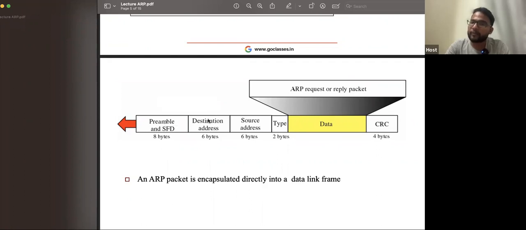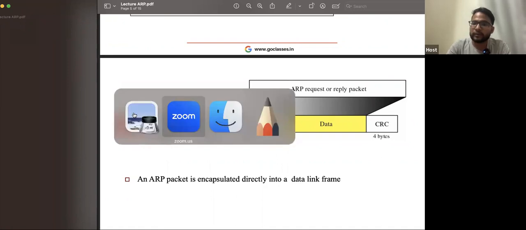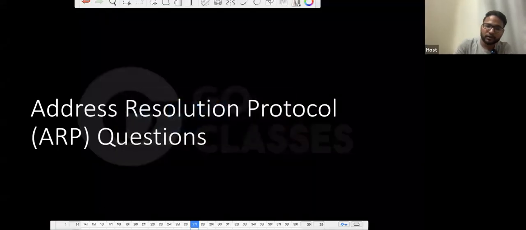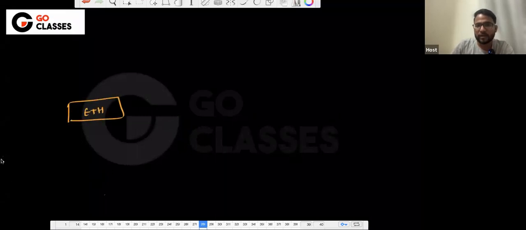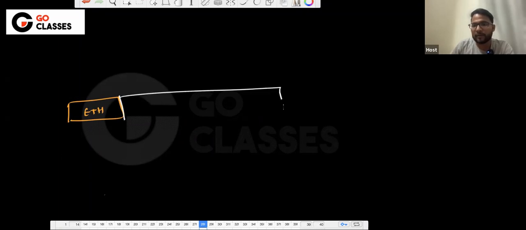Preamble, destination address, MAC address, these are just part of the Ethernet header only. So there will be an Ethernet header, and then there will be an ARP packet. This is the data of the data link layer.